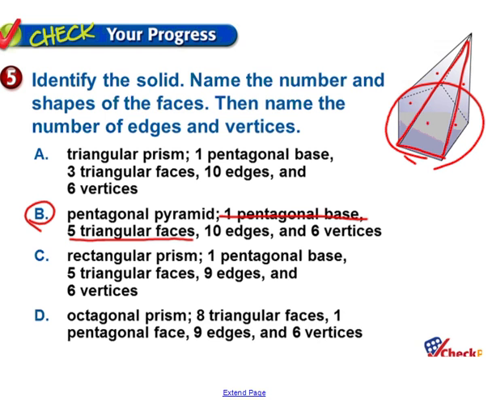Let's count edges here. 1, 2, 3, 4, 5, 6, 7, 8, 9, 10. So there are 10 edges. And the vertexes, 1, 2, 3, 4, 5, and 1 up at the top for 6. So 6 vertexes. Letter B does definitely check out for me.